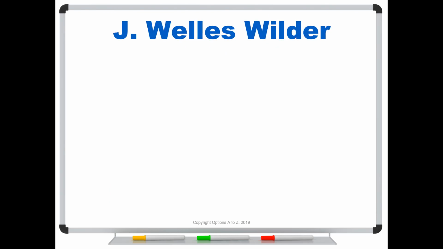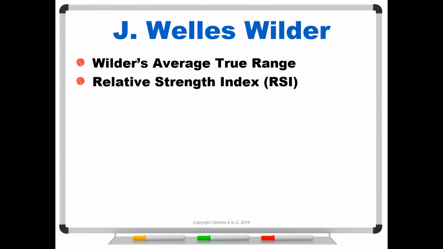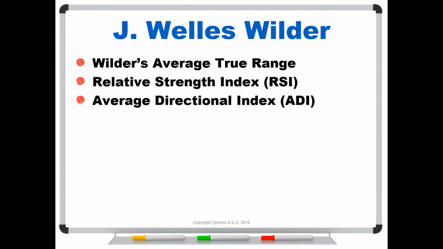First of all, the indicator was developed by J. Wells Wilder. And yes, you've probably seen this name before. It's the same person that did Wilder's Average True Range and Relative Strength Index, or RSI. I do have videos in this group here for both of those as well. He's also responsible for another one called the Average Directional Index, or ADX, and of course, the Parabolic SAR.